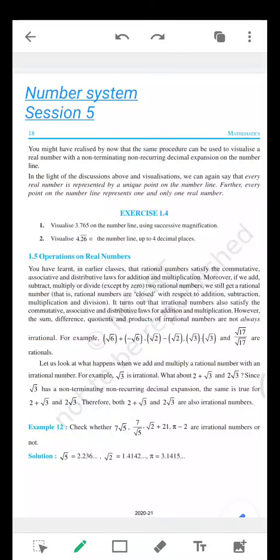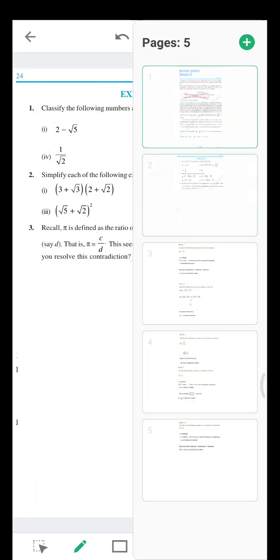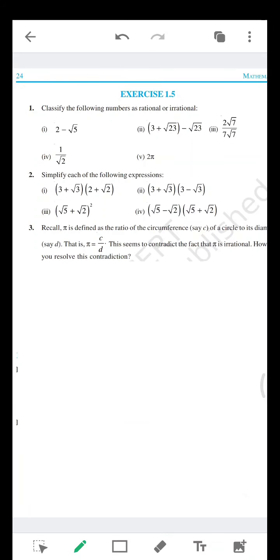Here is one more exercise which has been deleted from your portion, that is exercise 1.4. You can skip this exercise because it is deleted. Okay. Next we'll go to exercise 1.5. In this exercise we'll see the first question in today's session. In this he is asking you the first question: classify the following numbers as rational or irrational.